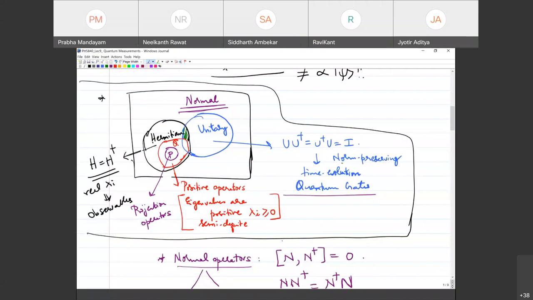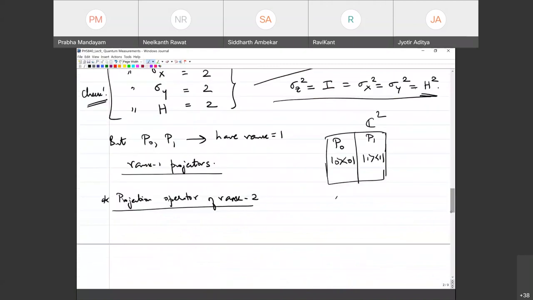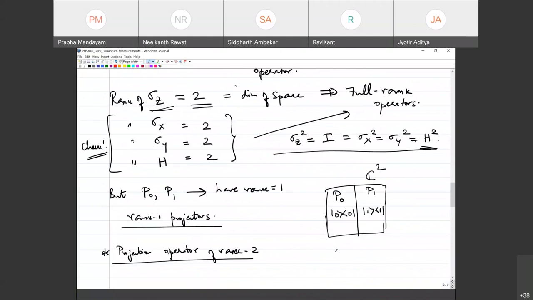So in this, please leave out the identity operator. As Siddharth just pointed out, identity is also a projector. So that's what I was coming to next. But I hope this confusion is sorted, that all Hermitian operators are not projection operators. They are all full rank operators, yes. But what I was coming to is that the projection operators we wrote down are first of all rank one projectors, and these will play an important role now when I write down measurement.